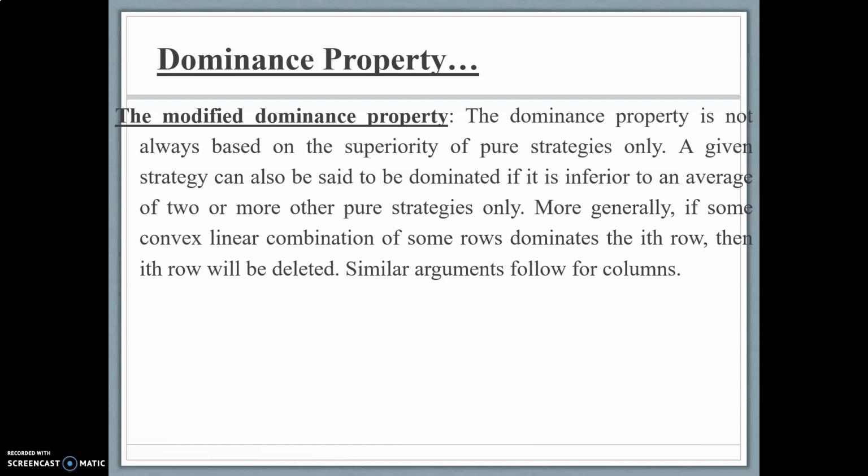The last one says that a strategy, say K, can also be dominated if it is inferior to an average of two or more other pure strategies. In this case, if the domination is strict, then strategy K can be deleted. If strategy K dominates the convex linear combination of some other pure strategies, then one of the pure strategies involved in the combination may be deleted. The domination will be decided based on rules 1 and 2, which I have discussed in the previous slides.